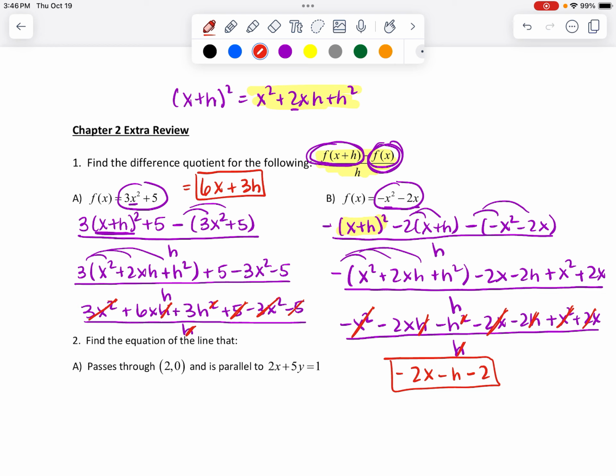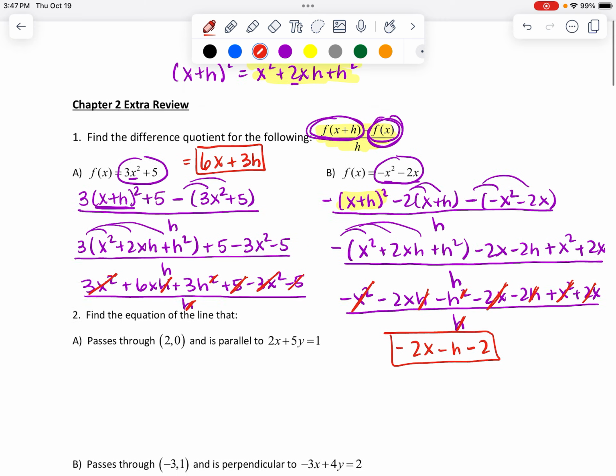If you struggled with these, I would write them down on a separate sheet of paper and try them again and see if you can get the right answer. Practice, practice. All right, number 2, find the equation of the line.